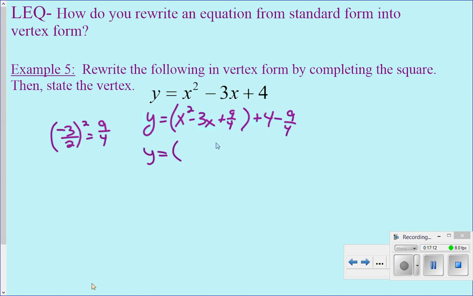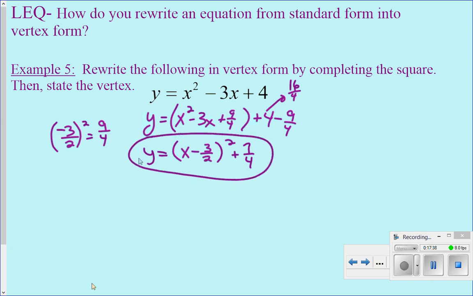Rewrite it as a binomial squared. X, come over here, minus 3 halves, the quantity squared. I need to get 4 into fourths, and I know that's 16 fourths. 16 fourths minus 9 fourths is positive 7 fourths. So that's my equation in vertex form. Vertex positive 3 halves and positive 7 fourths.